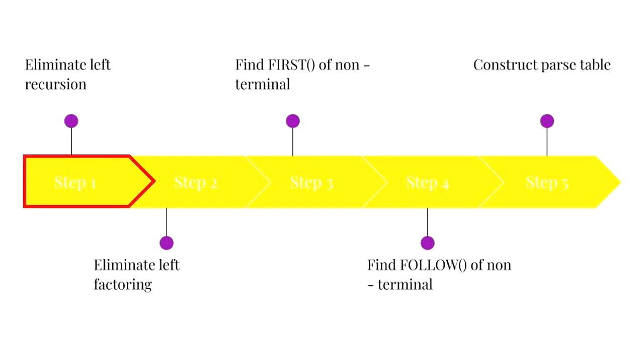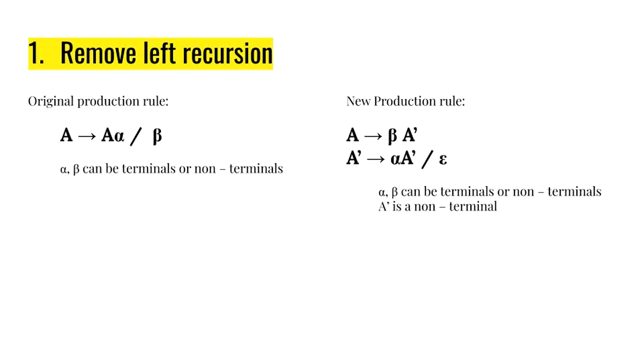The first rule of LL1 grammar is to eliminate left recursion. Let us consider a production rule where A derives A alpha or beta. A production rule is said to have left recursion if the leftmost variable of the RHS is the same as the variable of the LHS, in this case variable A. By carefully writing a grammar via elimination of left recursion and left factoring, we can obtain a grammar that can be parsed by a top-down parser.